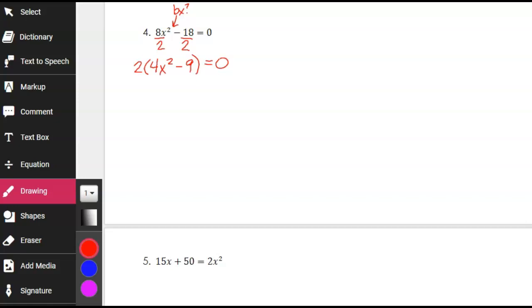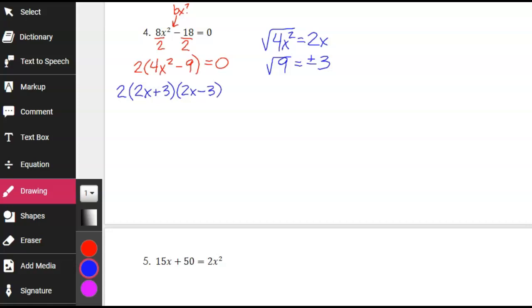Well, that looks like something. Looks like the difference of 2 perfect squares. So off to the side, square root of 4x squared is 2x. Square root of 9 is plus or minus 3. So I have my GCF. I have a factor of 2x plus 3. I have a factor of 2x minus 3, and that still equals 0. So take a moment to pause your video and try to find the solutions to this quadratic equation, remembering that you have a squared in your problem, so that tells you how many solutions you should have. Pause your video and try to find the solutions.